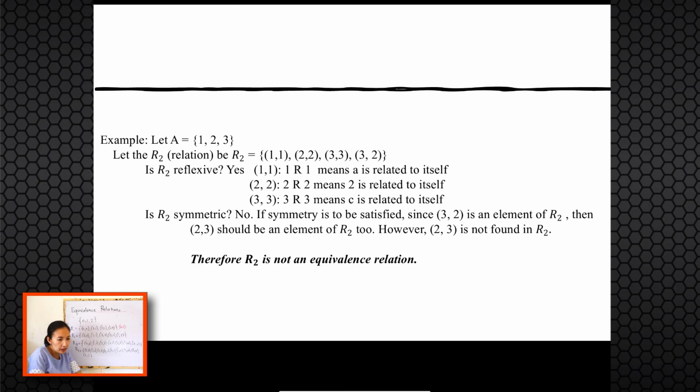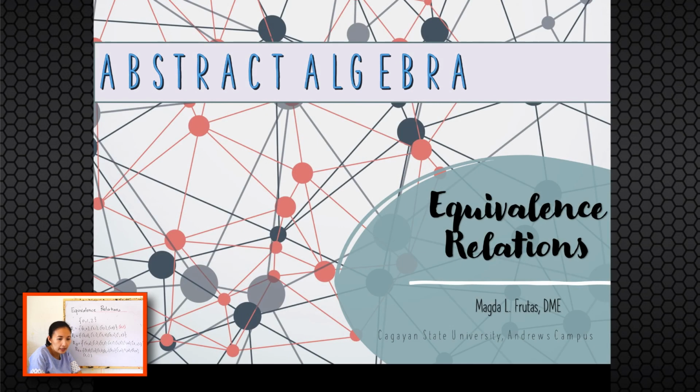How about symmetry? Okay, look. If we check (1,1), (2,2), (3,3), they are symmetric right away. But looking at the last, (3,2), then (2,3) should be a member of the set. Is (2,3) a member of the set? No. It's not found in R2. Therefore, it is not an equivalence relation. Got it? Next example.